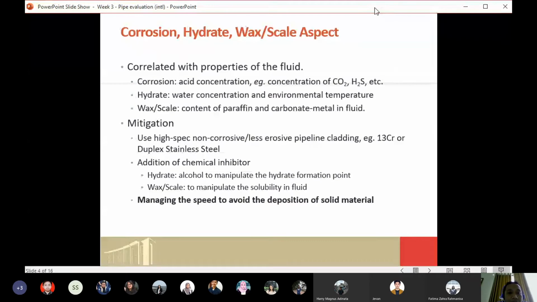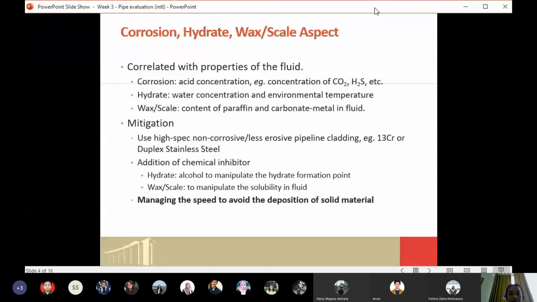We know that corrosion is due to the acid concentration. For example, our fluid consists of acid components, CO2, H2S, etc. That can create corrosion.